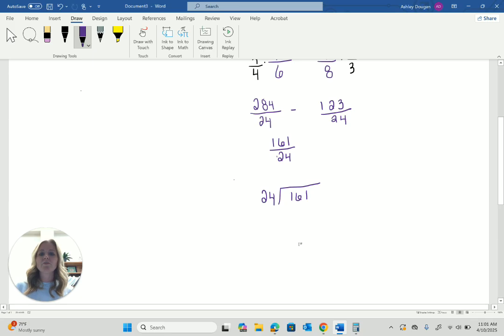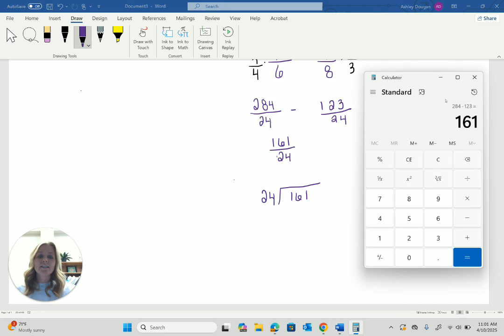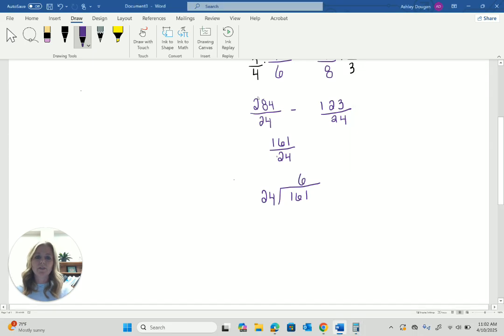So I'm looking at how many times 24 will go into 161. This is where we may need to guess and check in our calculator a little bit and try to see if we can get something close to 161. So we might say 24 times 5, 24 times 6, 24 times 7, and just see if we can get close to 161. So 24 times 6 is going to give me 144. So it's going to go 6 whole times.